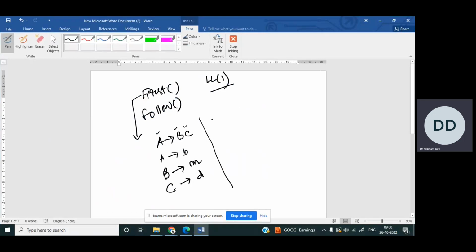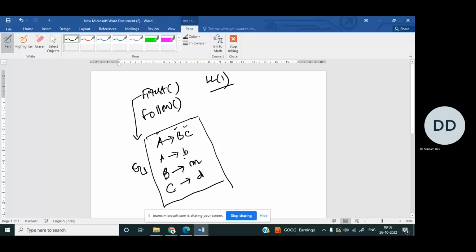Terminal and non-terminal, what does it mean? I said last time that terminal means which cannot be expanded, and non-terminal means a variable which can be expanded. Here the small d, small m or b, these are terminals, whereas capital B, C, capital A, these are the non-terminals. Now if I consider these four production rules belong to a grammar G1.